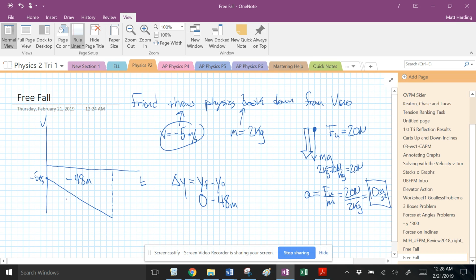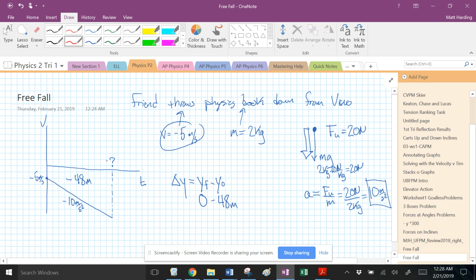My slope here is negative 10 meters per second squared. And I want to figure out how much time this takes. So let's change colors here. So what is t? Well, again, you can kind of see how this ends up being a rectangle and a triangle. And the negative 48 meters will equal the area of the rectangle. That's going to be this, plus the area of the triangle, and that's this bit.